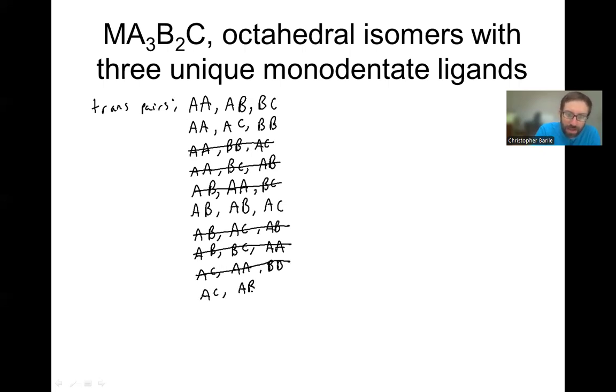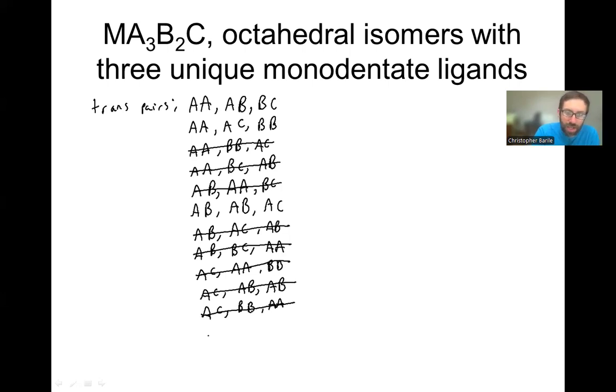AC, AB, okay, and that would force this to be AB, but I already have that. Here's the third one that I wrote. And then we could do AC, and we can't do BA because that's reverse alphabetical order, but we could do BB, but that forces this to be AA, which is the same as our second one.